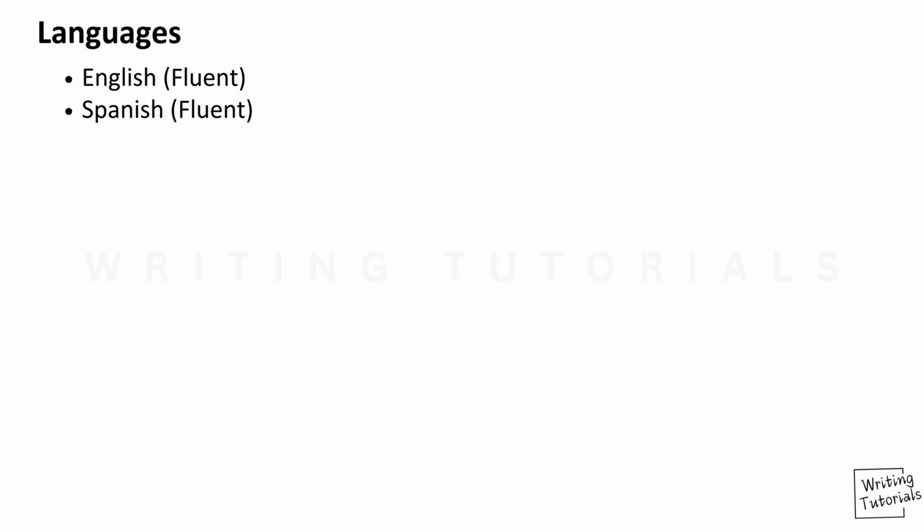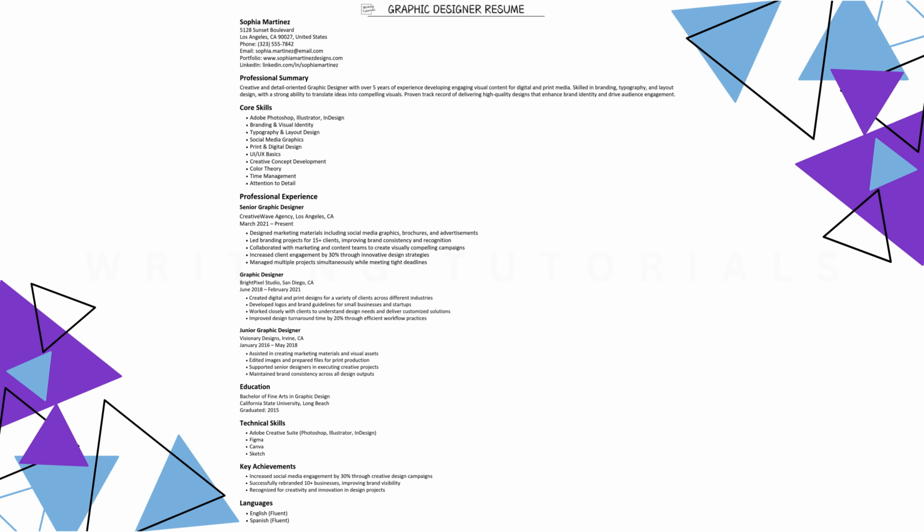So to recap, a strong graphic designer resume should start with clear and professional contact information. Include a strong summary that highlights creativity and results. List both technical and creative skills. Show experience with real impact. Include education and tools. Highlight achievements. Include a strong portfolio link. Remember, your resume should prove that you can create designs that are not only visually appealing, but also effective.